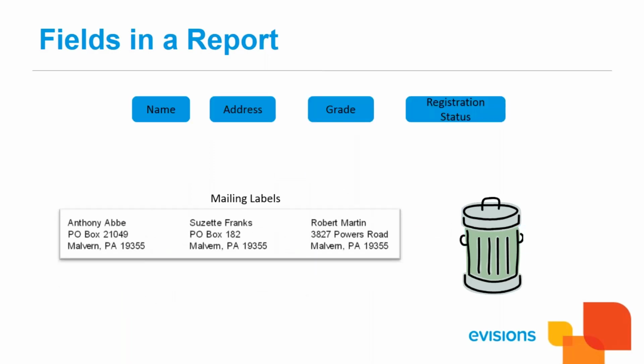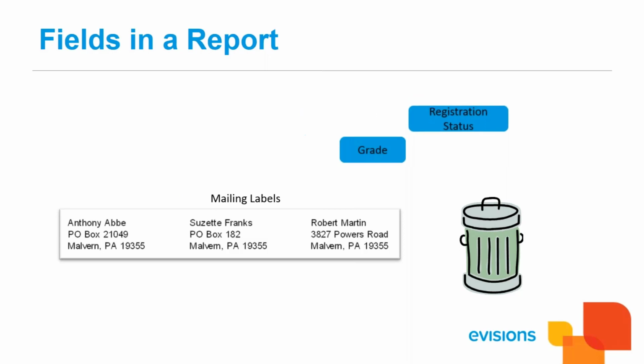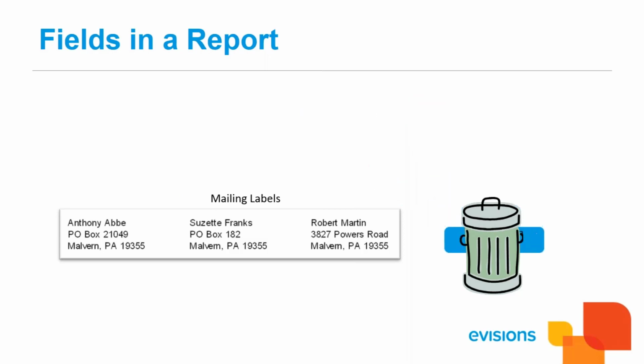If we wanted a report for mailing labels, this report could be created with the same data block. The data block will return all the same fields, but we would only use the fields we wish to display. This report may just contain the field's name and address, and since we don't need the remaining fields, those would be discarded.